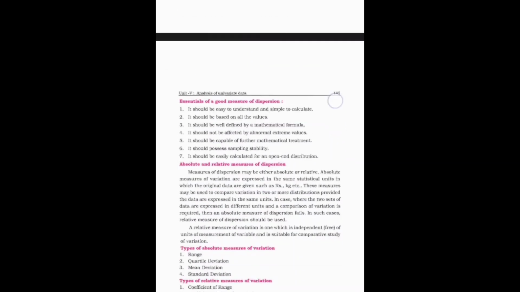Then here it is given as the essentials of a good measure of dispersion. What are the essentials of a good measure of dispersion? They ask for any two as a 2 mark question. Just write any two of these.